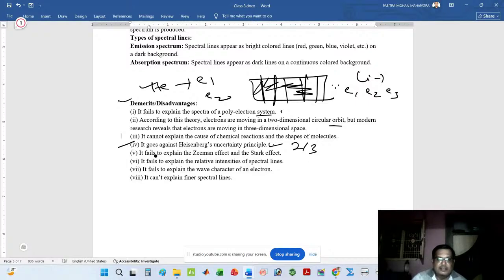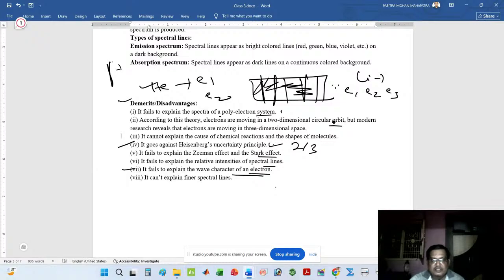Next, it fails to explain the Zeeman effect and Stark effect. What is the Zeeman effect and Stark effect? I will clearly explain. Wait for this. It fails to explain the relative intensity of spectral lines. It just gives a few things about the spectral line, but it cannot speak about the intensity of the spectral line. Next point, it fails to explain the wave character of the electron.